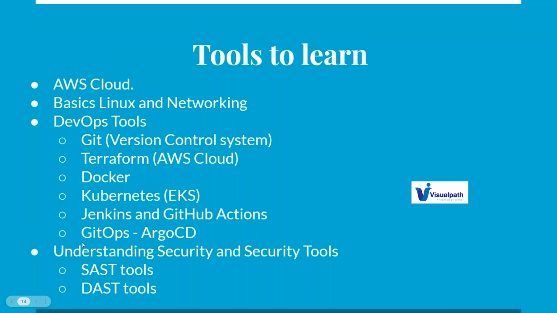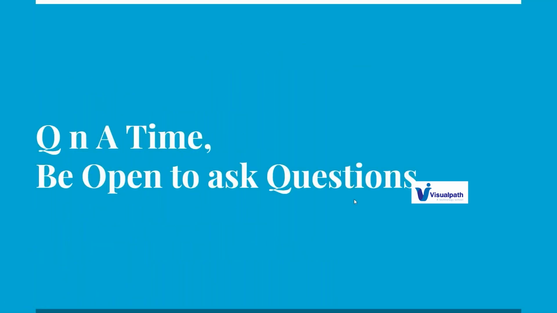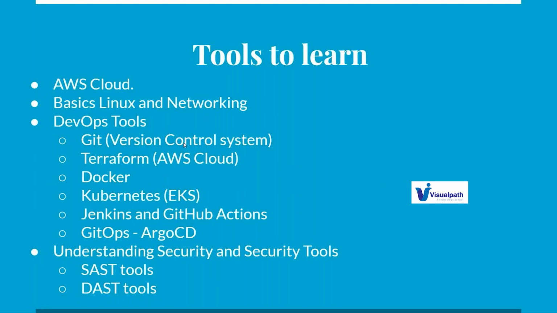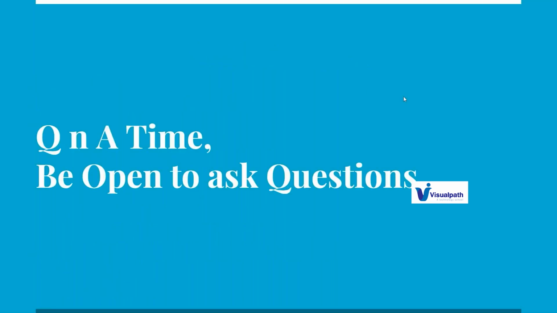And we have GitOps, similar to DevOps, but a few things change here. In that we have the Argo CD tool, so we will be learning about this. And coming to the security part, we will be understanding more about security and security tools, SAST tools and DAST tools. So these are the tools and technologies we will be learning in this course in the coming days. If you have any questions, be open to ask.